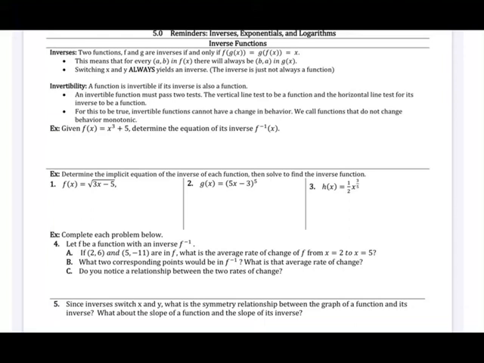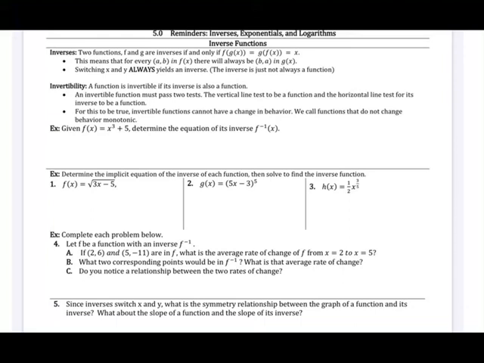So that's sort of the purpose of this section here, 5.0, not really a whole section in and of itself, because almost everything in this section you should already be familiar with from Algebra 2 and Pre-Calc. So the first thing that I want to talk about here is an inverse of a function.